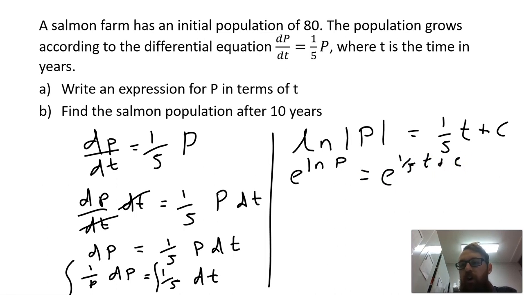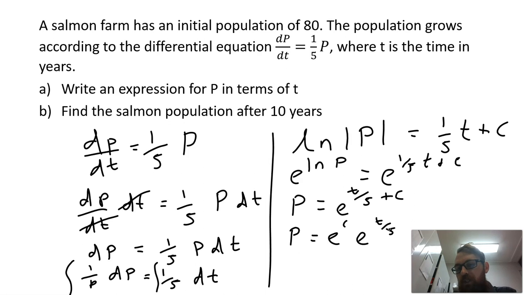We know these are opposite functions, so we're left with p equals e to the t on 5 plus c, writing t on 5 instead of 1/5 t. We can do one more simplification, because we can write this as e to the c times e to the t on 5, using our power rules. And e to the power of c is just a constant, so we can write this as a e to the t on 5. Now we have an expression in terms of p.